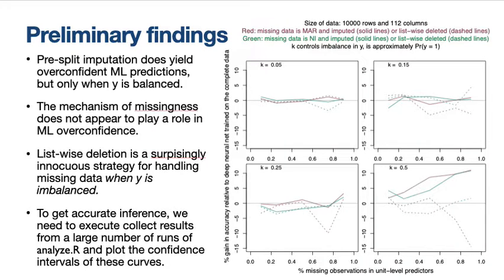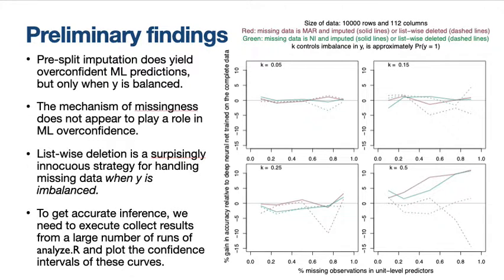Now, the preliminary findings can be seen in a single plot that's saved from a run of analyze.r at the terminal. And they are that pre-split imputation does yield overconfident machine learning predictions. And we can see that down in the bottom right pane, but only when y is balanced. We see no overconfidence, i.e. the green and red lines are fairly close to 0 when y is highly imbalanced.